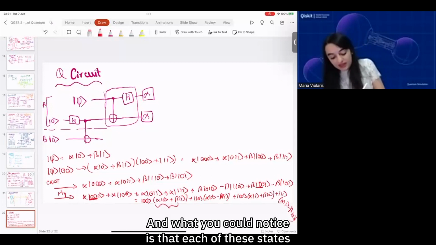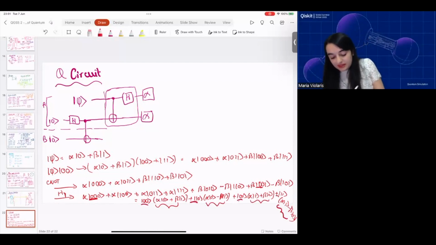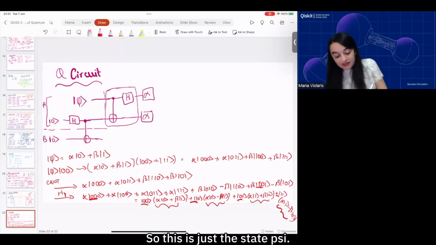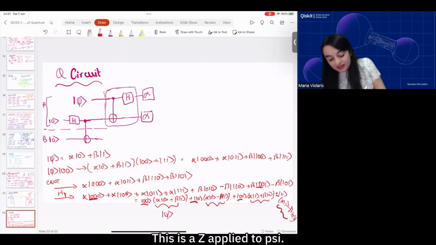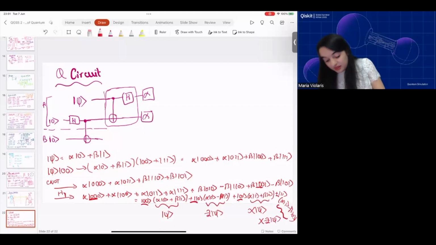And what you can notice is that each of these states that qubit B can be in, that correspond to these 4 states, are some manipulation of the state psi. So this is just the state psi. This is Z applied to psi. This is X applied to psi. And this is X and Z applied to psi.